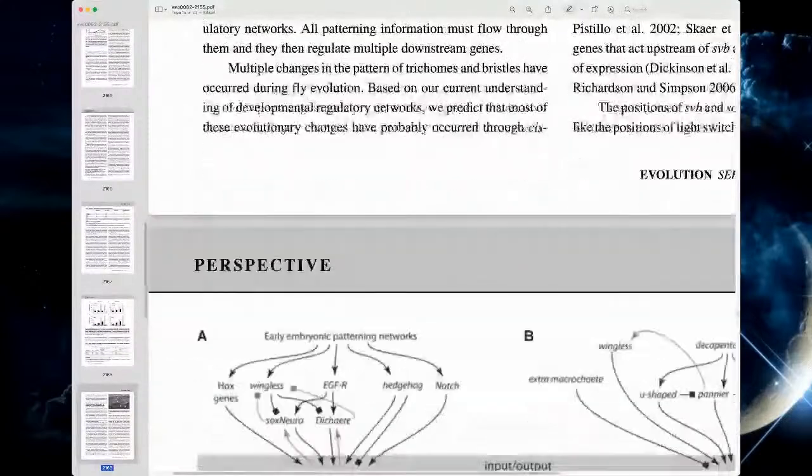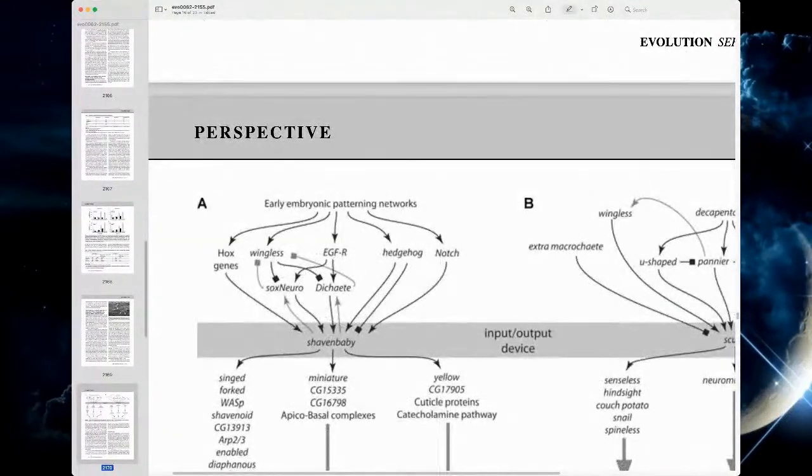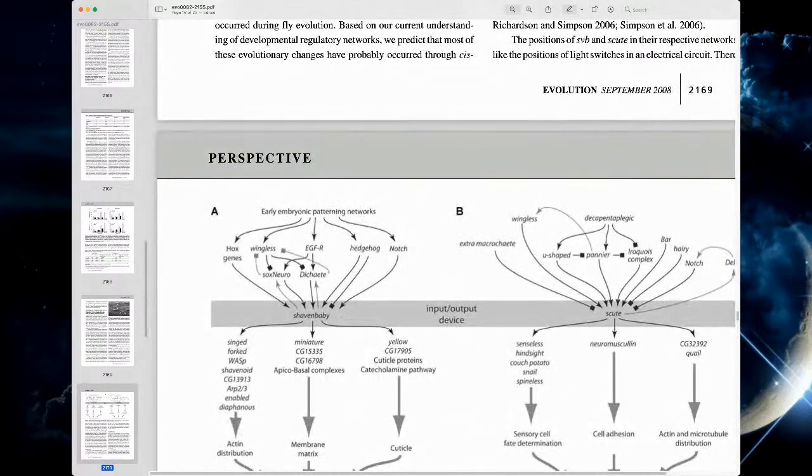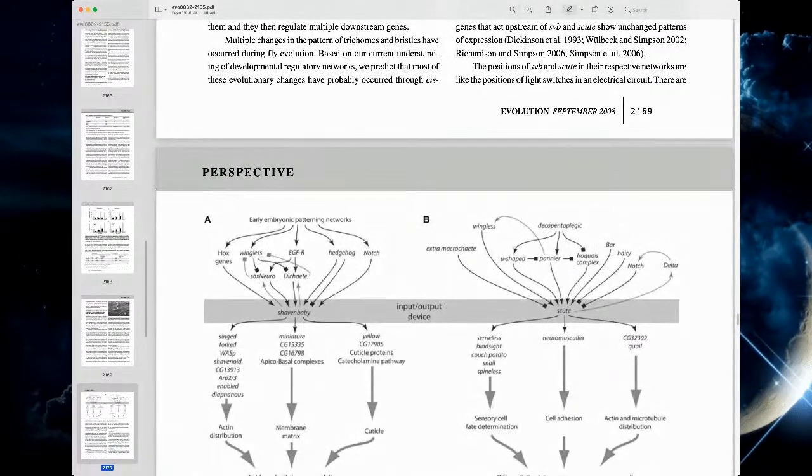Ooh, this is nice. Nice. It shows the regulatory pathways. There's your scute and shavenbaby. That's a gene, shavenbaby. Isn't that illegal?